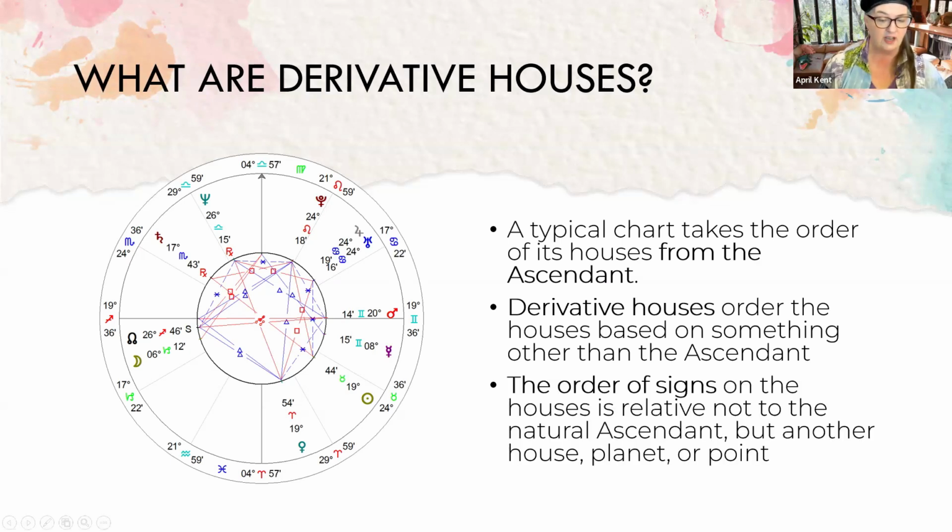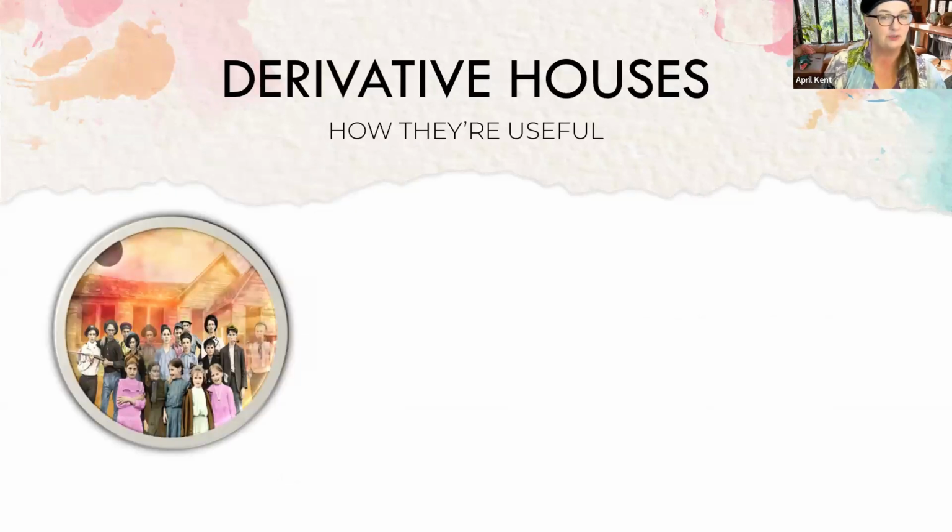And the order of the signs on the houses then is relative not to the natural ascendant, but another house or planet or point. So the chart we're looking at here is the regular, I think, Koch houses, has 19 degrees Sagittarius rising. And then the second house has Capricorn, third house Aquarius, and so forth. So that's the normal way we order the signs. But derivative houses use something else as that reference point.